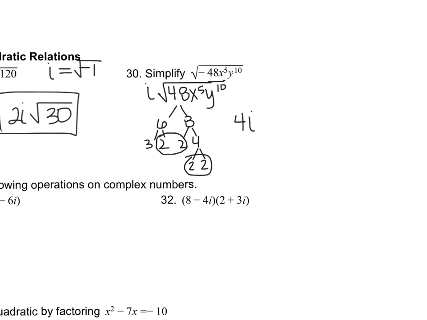Next, I want to look at the variables. So if I look at x to the 5th, I need to know how many groups of 2 are in that. And there's going to be 2 groups of 2. In y to the 10th, I'm going to have 5 groups of 2. So then I have x squared y to the 5th. Underneath the square root, I'm going to have a 3, and I have 1 x left over from x to the 5th.